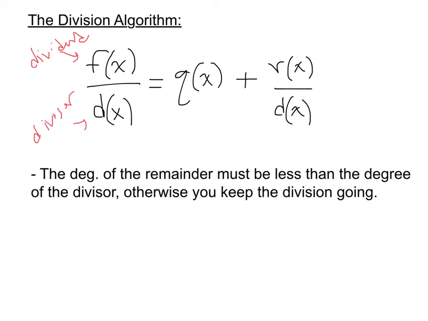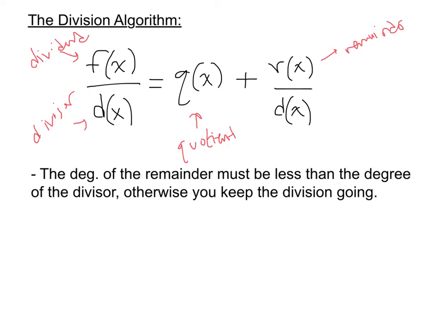Okay, so you have a polynomial and you're dividing by some divisor. Then you get, always, a quotient, which is our q of x, the result, not including the remainder, plus some remainder, r of x, which is our polynomial for the remainder, and then we do always put the remainder over the divisor when we're writing our final answer. And just take note of this statement here: the degree of the remainder must be less than the degree of the divisor. Otherwise, you keep the division going.